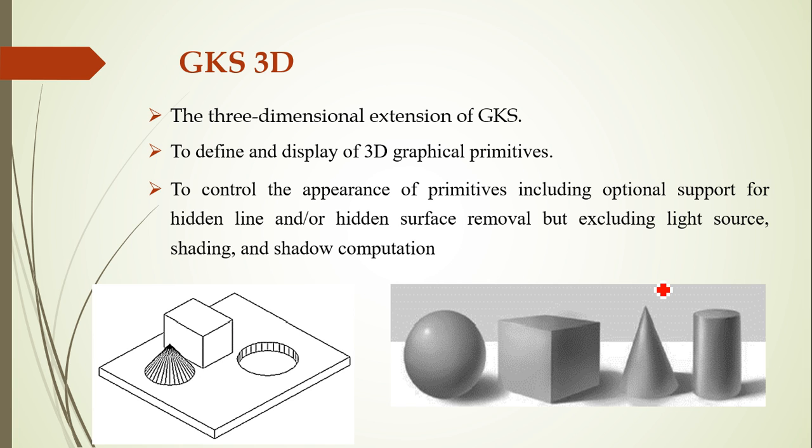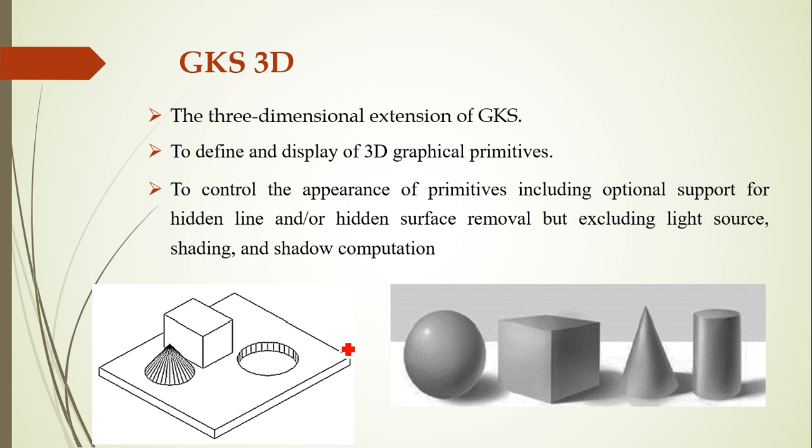Likewise, again shadowing. So all these things that you might have studied in the algorithms in the second unit could be there. So GKS primitives could include these features such that a 3D drawing or a 3D figure could be made with a good appearance. Okay, that's all about GKS.